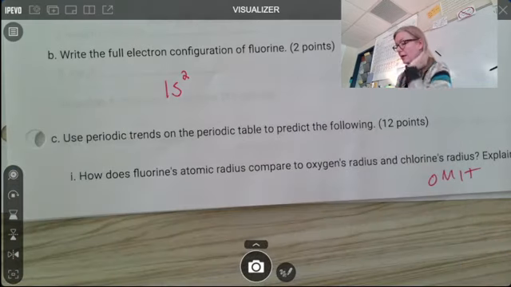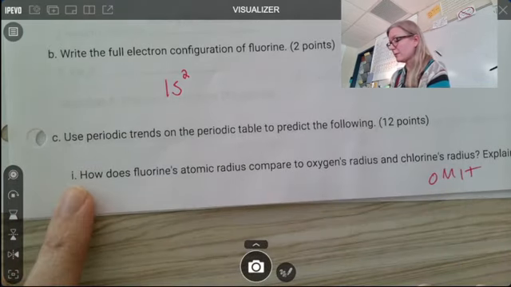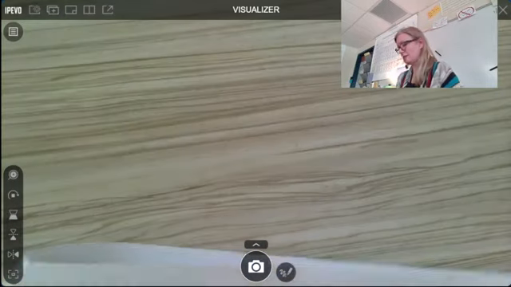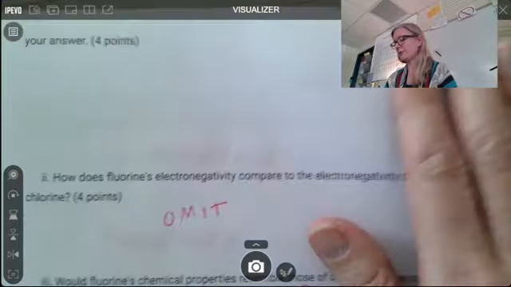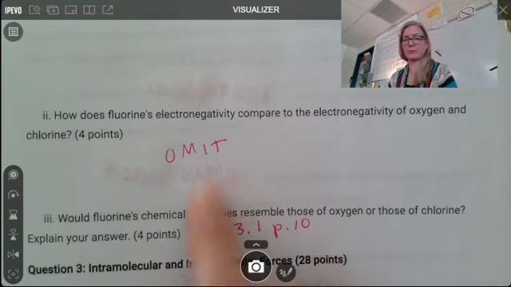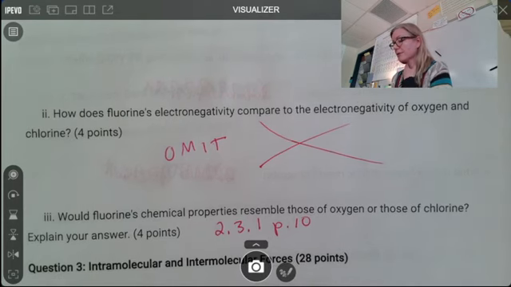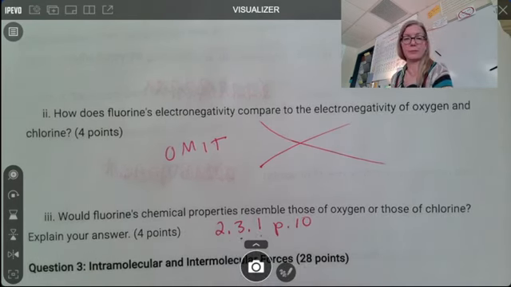For C, number 1, you can omit that about the radius. It's not that important. And you can omit number 2 about electronegativity, so don't worry about those. For the third one, fluorine's chemical properties, what do they resemble? Look at 2.3.1, page 10 for that.